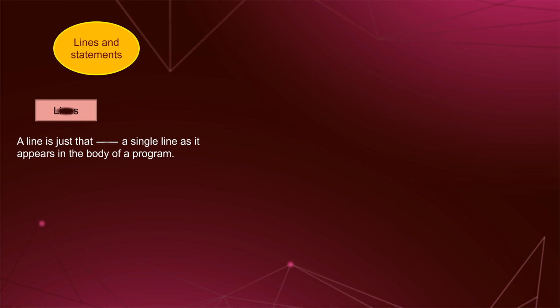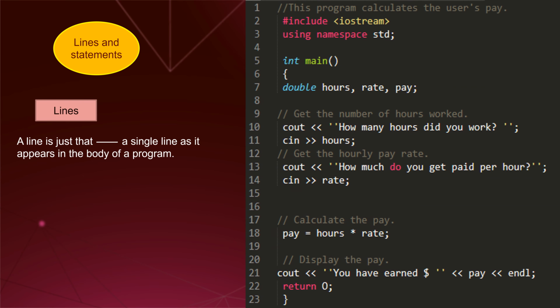So next comes lines and statements. Often the content of a program is thought of in terms of lines and statements. A line is just that, a single line as it appears in the body of a program. Here is the user pay program shown with each of its lines numbered.